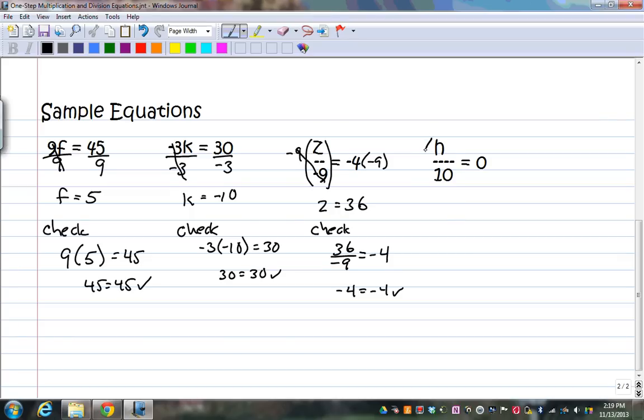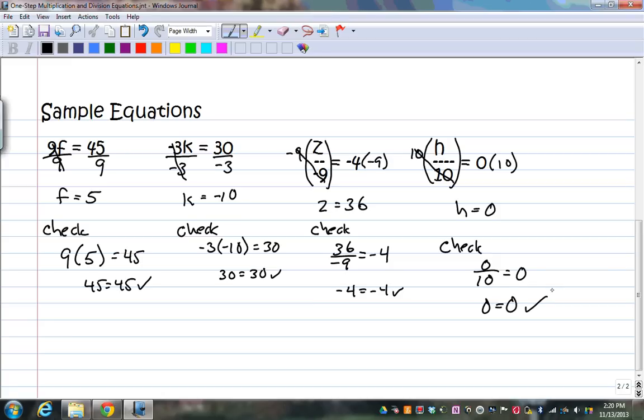And then the last one, h divided by 10 is equal to 0. I want to multiply both sides by 10. And these simplify, and then I have h is equal to 0. I'll do my check. And I have 0 over 10 should be equal to 0. I know some of you are saying, wait, you can't divide by 0. I'm not. You can have 0 in the numerator, you cannot have 0 in the denominator. So 0 divided by 10 is 0.